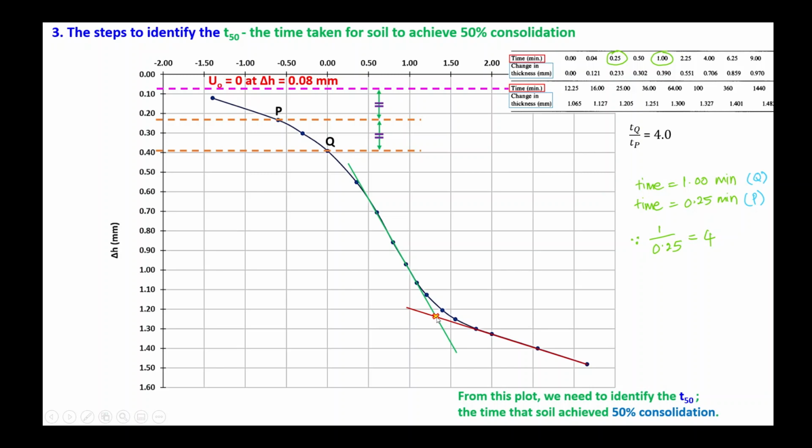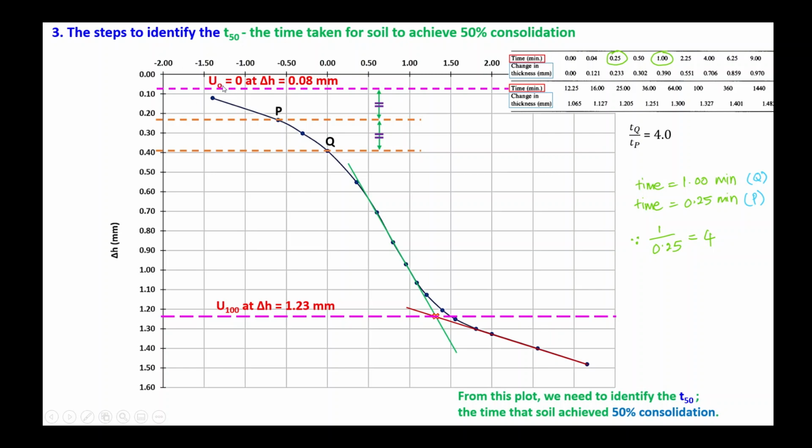From this intersection point, draw a horizontal line, and this is the line for U equal to 100% degree of consolidation. It is located at the change in thickness of 1.23 mm. So now this is the U for 100% degree of consolidation.